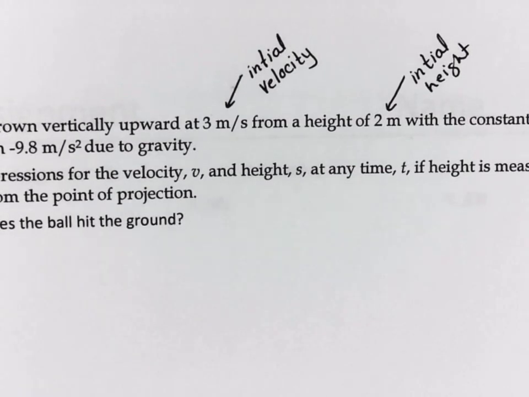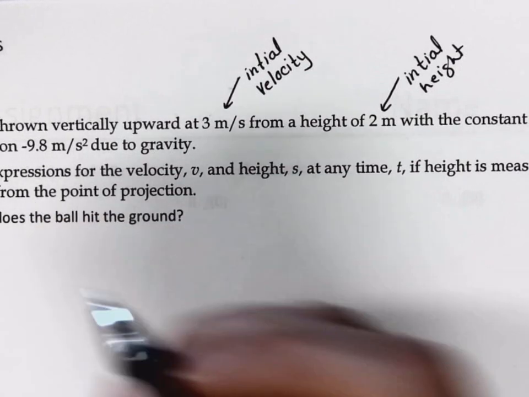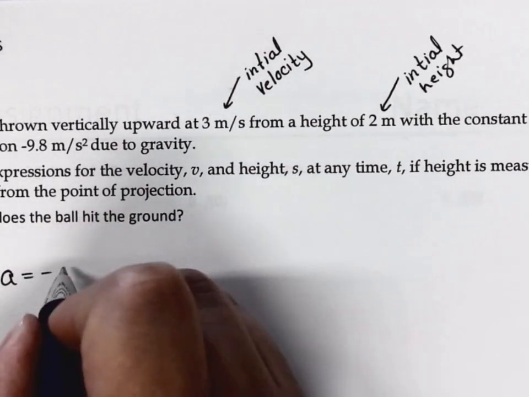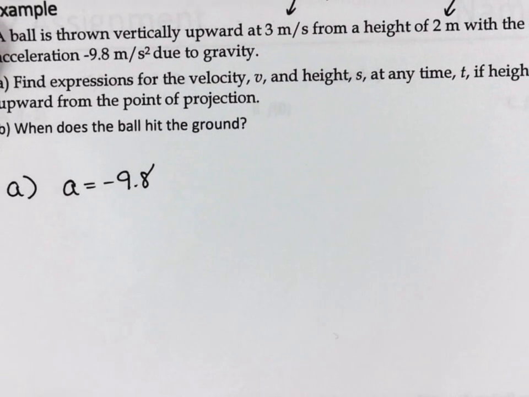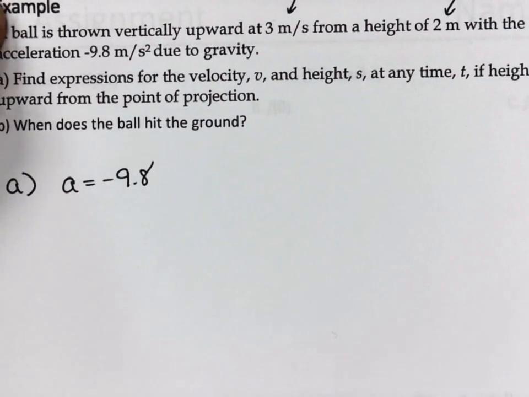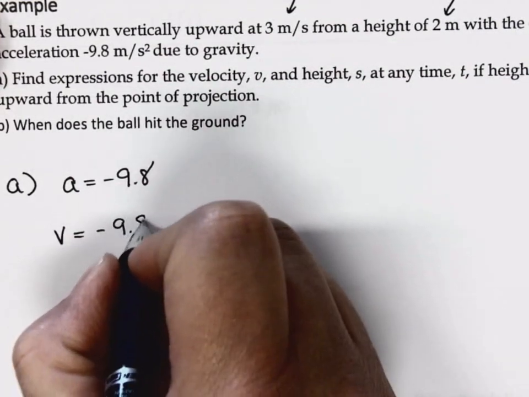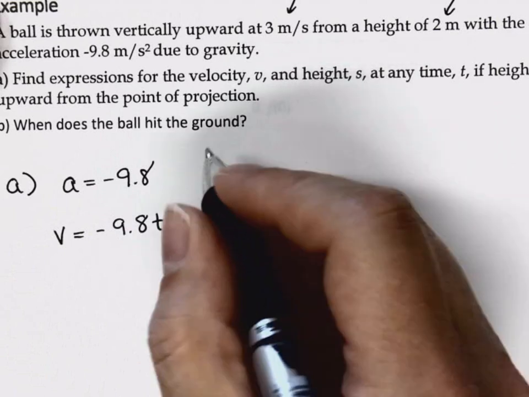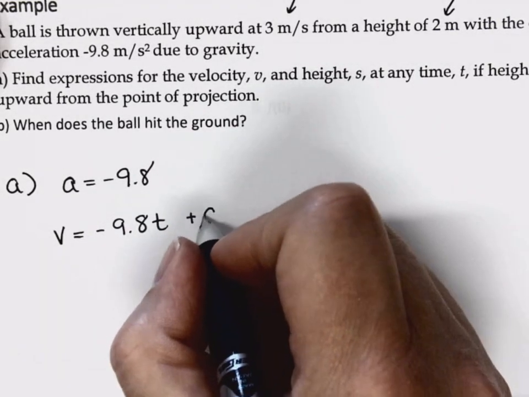We have to find velocity first because you're undoing this. So part A, we have to do velocity first. So we know a is equal to negative 9.8. And you're like, we just did this question, Sky, why do we have to do it again? The numbers are going to be a little bit different based on the constants. So we know that velocity is going to be negative 9.8 t plus c.